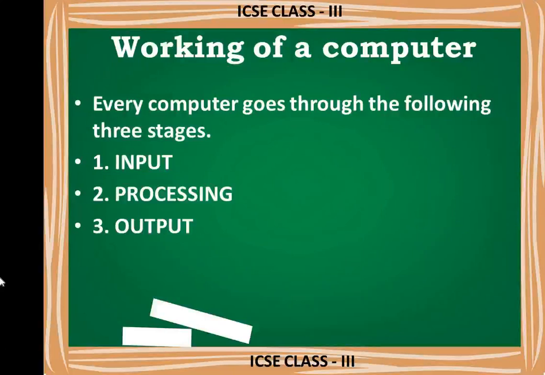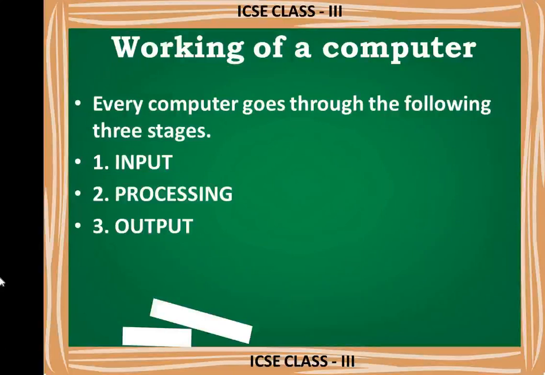Next is output. The meaningful information that we get after processing is known as output. Output means the final result. After processing the data, whatever result comes on the screen is output. This input, process, output cycle can be understood with the help of examples. Here they are given some real life examples to understand the concept of input, processing and output.